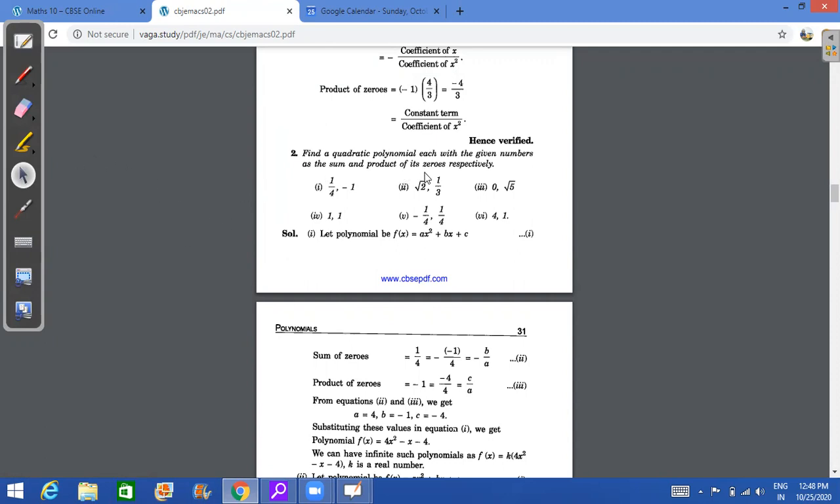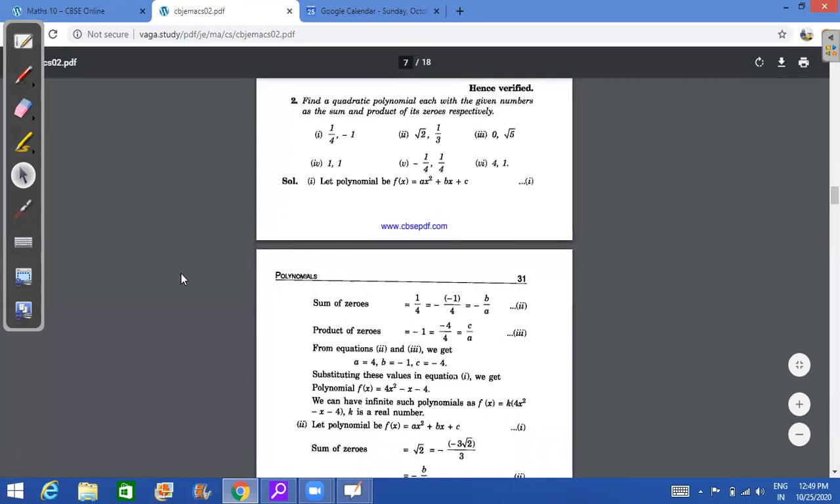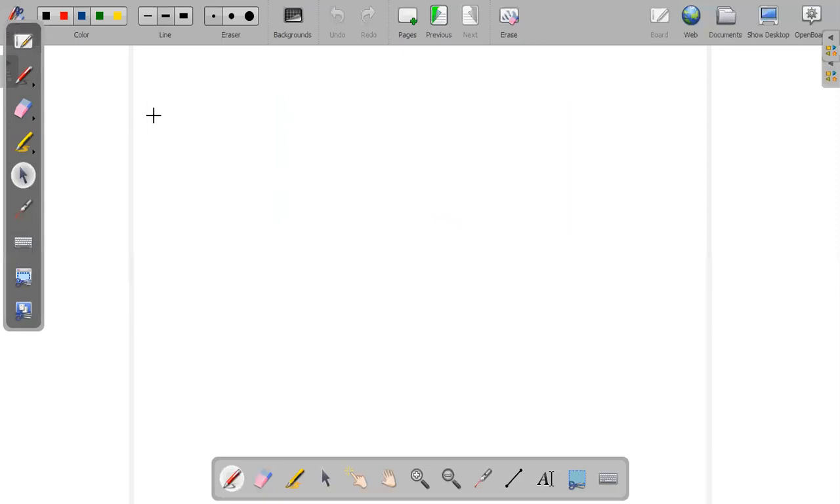Okay, question 2. Find a quadratic polynomial with the given numbers as the sum and product. So this is the sum and this is the product. We need to form an equation. So there are two methods to do it. The easiest method is, if the sum and product are given, you can use this formula: x square minus sum x plus product. This is the formula, x square minus sum x plus product.